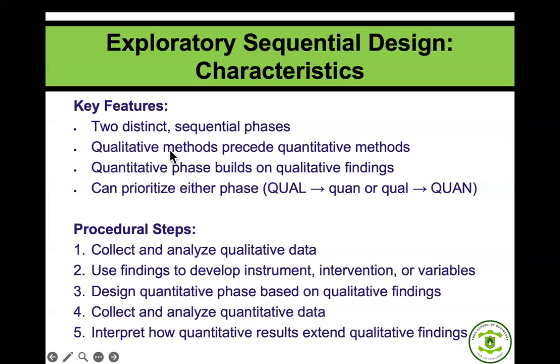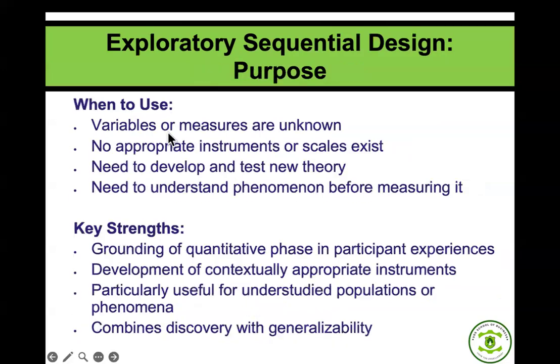Okay. Now the key features are, just like the explanatory sequential design, we have two distinct sequential phases. But here, the qualitative methods will precede the quantitative. Also, the quantitative phase builds on the qualitative. And then here we are prioritizing the qualitative over what? The quantitative. And the procedural steps are indicated, something I have already explained. When do we use it?